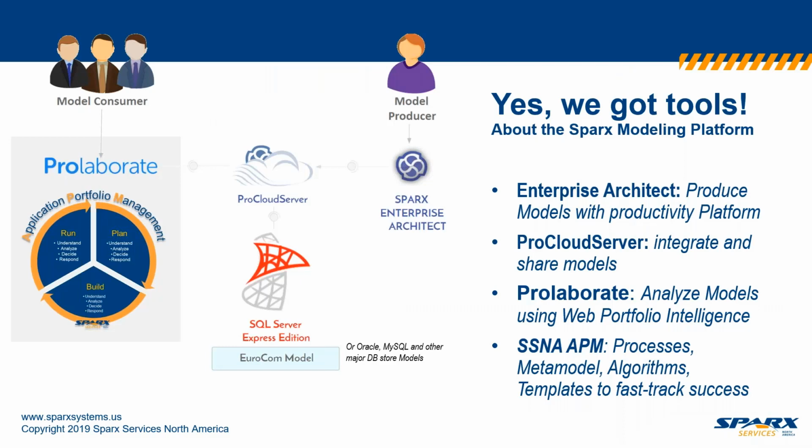So we have two fundamental types of users. We have the model producer that uses Sparx Enterprise Architect to produce contents, and they can be architectural contents, but can also be requirements or business processes produced by business analysts. And we have also the ability to integrate this into a repository through the Pro Cloud Server.